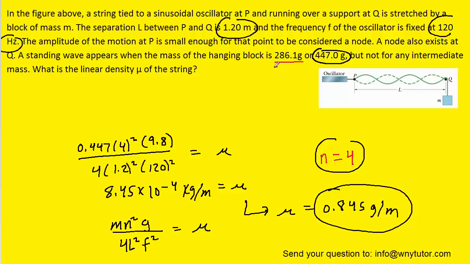Note that you could have also used this value for the mass m, so long as you used a harmonic number of 5, because remember, this mass corresponded to a harmonic number of n plus 1. So if you wanted to, you could plug in 5 for n in the equation, and then for the mass, you just have to substitute the 0.2861 kilograms.